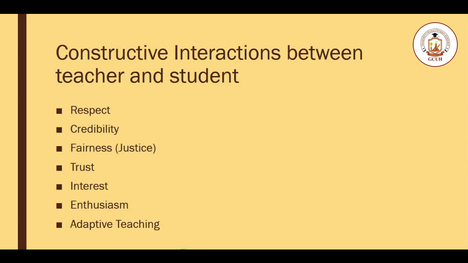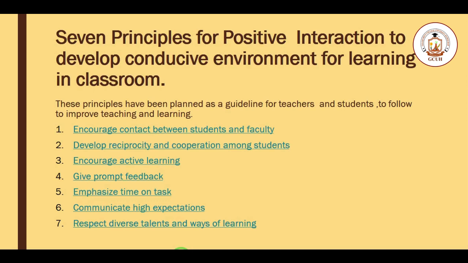On the basis of these elements, some principles are made to enhance teaching and learning in the classroom. Any educational institute makes principles in order to shape the behavior of students. Some of those behaviors are intended to emulate the expectations of adulthood. On the other hand, rules about bullying, fighting, classroom disruptions, and the rest are intended to keep a classroom working so that students can learn. But these principles, which are going to be discussed, pertain purely to classroom interactions. There are 7 principles for positive interaction to develop a conducive environment for learning in the classroom. These principles have been planned as a guideline for teachers and students to follow to improve teaching and learning.